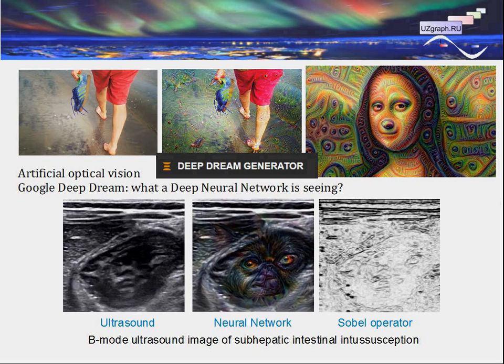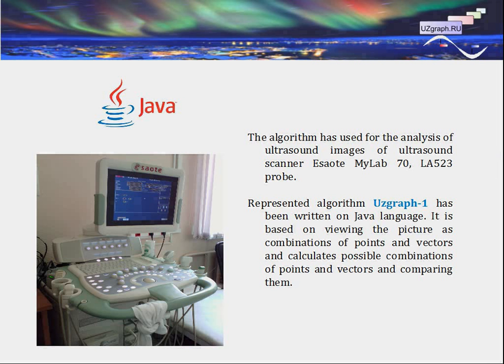The idea of developing such a mathematical algorithm appeared during a 24-hour duty in the radiology department of a Children's Hospital. Acute appendicitis is one of the most frequent cases in pediatric abdominal surgery practice. Abdominal ultrasound has become one of the main tests for the diagnosis of appendicitis in children. The algorithm was used for the analysis of ultrasound images; the ultrasound scanner is Esaote MyLab 70 with probe LA523.